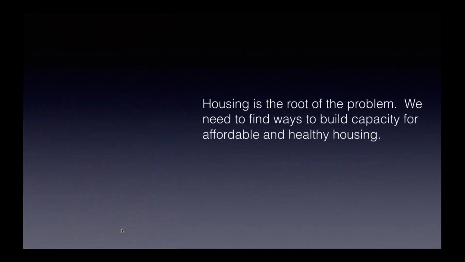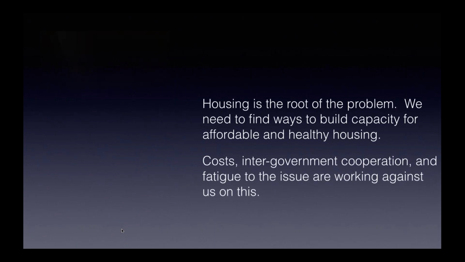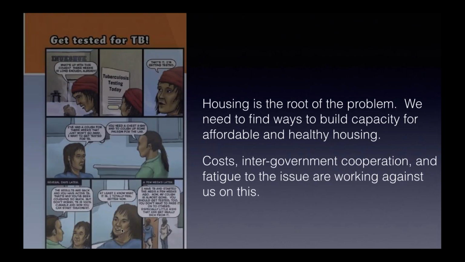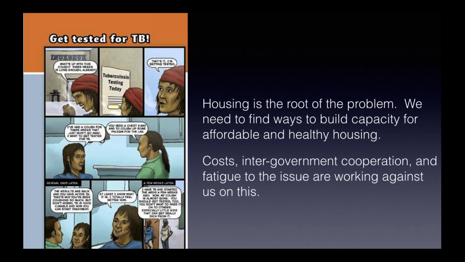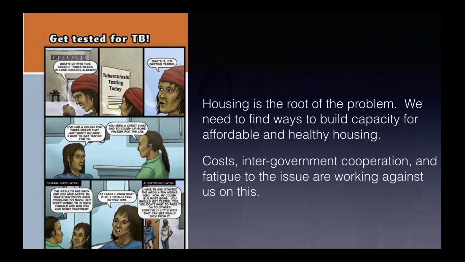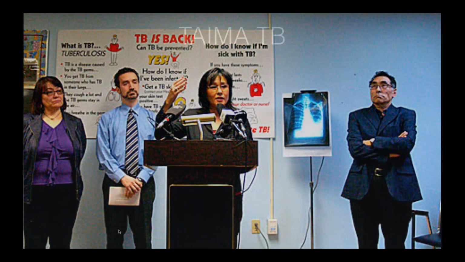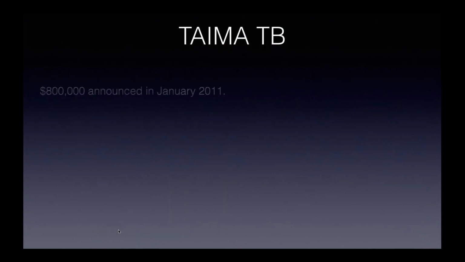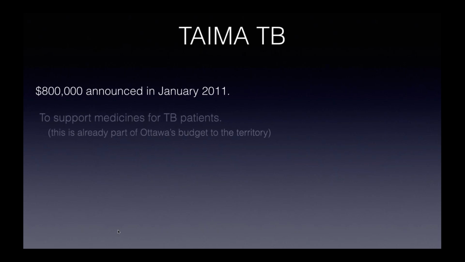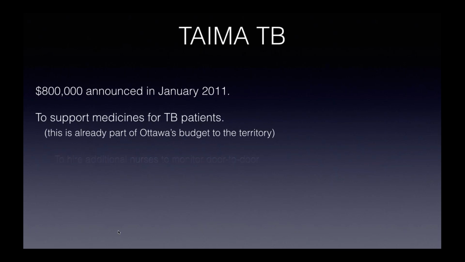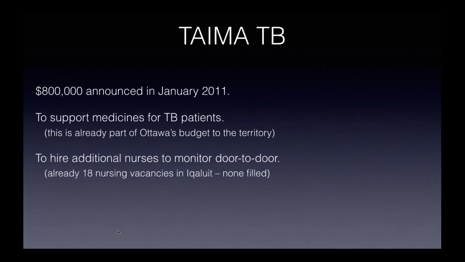How the Canadian government responded to this, even though the housing was the root of the problem: there was just no real coordination to deal with the geographic challenges at the time. So when the health minister announced an $800,000 budget for a program called TAMA TB, TAMA means stop in Inuktitut, it went to support medicines for TB patients, which was already in the federal budget, and to hire additional nurses to monitor door to door, even though there were already 18 nursing vacancies.